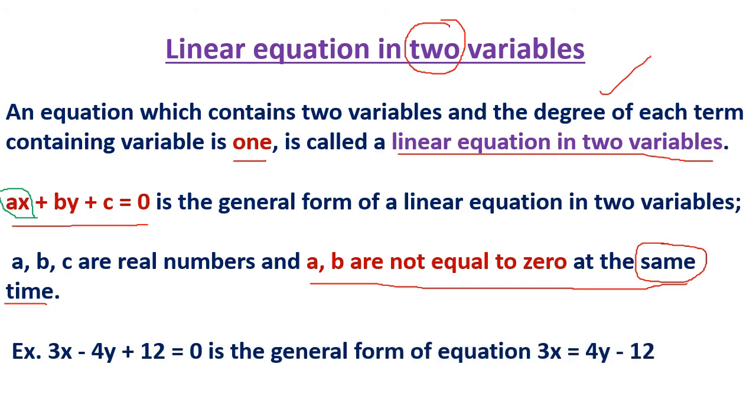So that way it is. Okay, now here is an example for a linear equation in two variables, 3x minus 4y plus 12 is equal to 0. So this is a general form of linear equation in two variables. It can be rearranged and written like this also, no problem. So in that way you have an idea about linear equation in two variables which you have already studied.